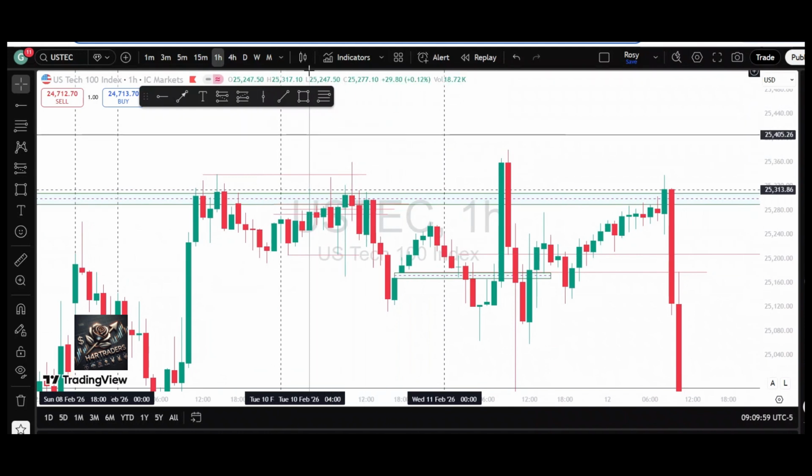The next one we're going to be looking at will be the British pound USD. So hold on for that.